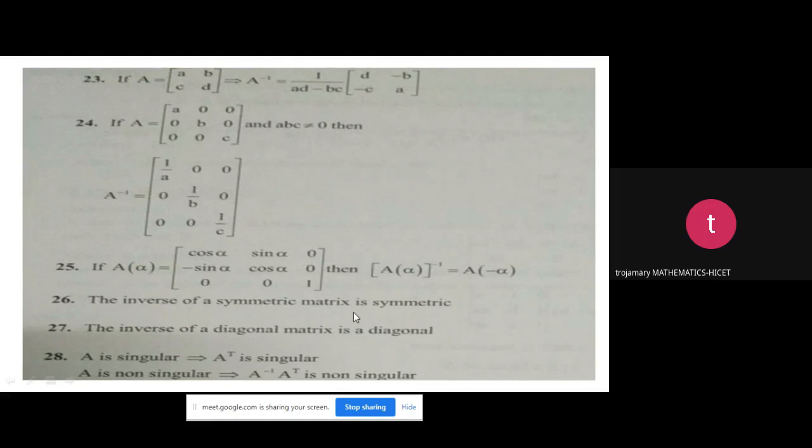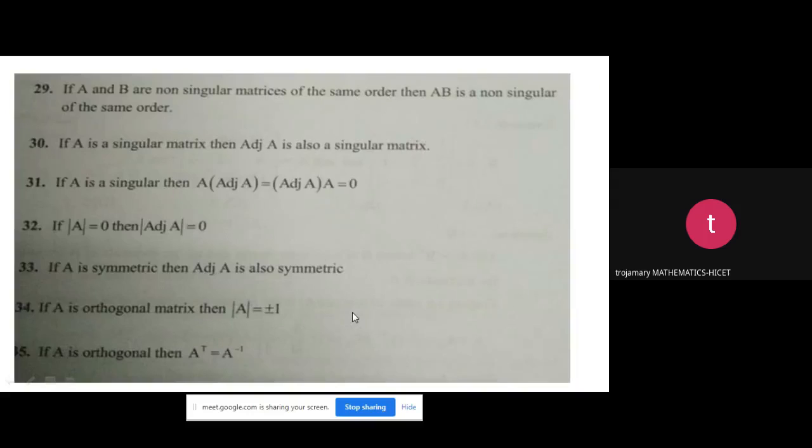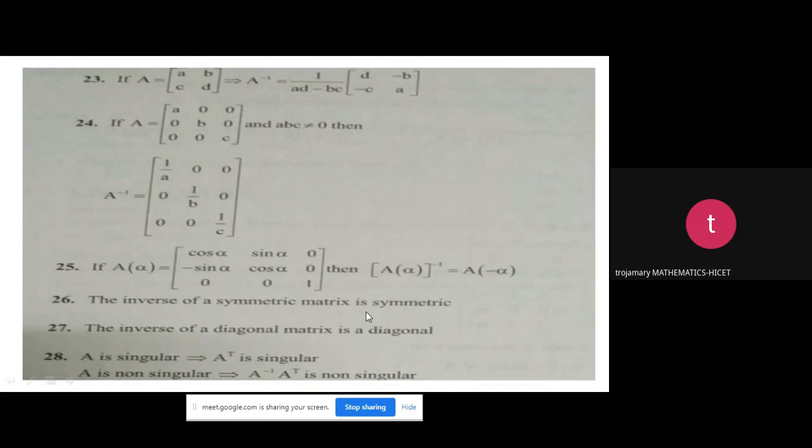Then the inverse of a symmetric matrix is symmetric. Symmetric means what? The elements on the upper and lower sides of the diagonal are the same. So if Aij equals Aji, then the matrix is said to be symmetric. The inverse of a diagonal matrix is a diagonal matrix.